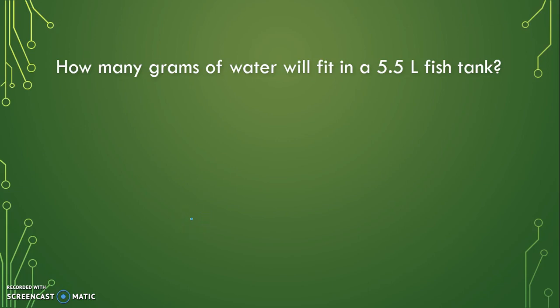Okay, this one. It says, how many grams of water will fit in a 5.5 liter fish tank? Well, one of the things that you're going to need several times in this class is this handy bit of information. This is for water only. Water has a density of 1 gram per milliliter. You'll usually see it written oftentimes like this, but that can be written on top and bottom, like 1 gram per milliliter, and that's an understood 1.